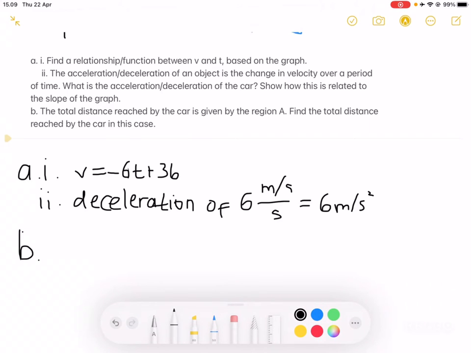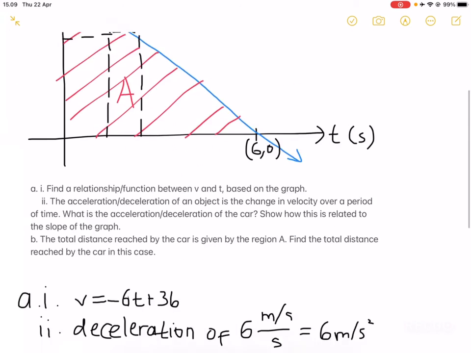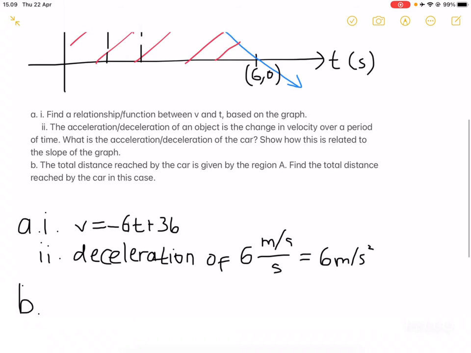And for part B, the total distance reached by the car is given by the region A. So we have region A shaded there. Find the total distance reached by the car in this case.